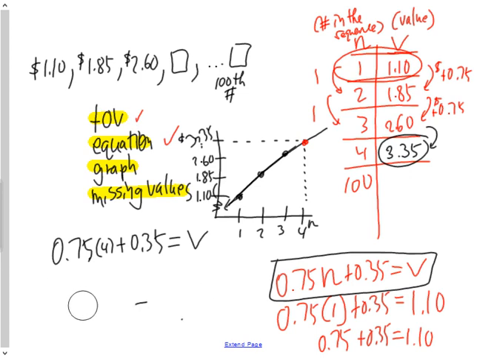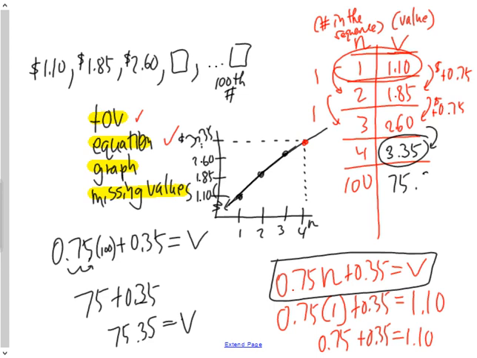And again, if I take that equation and erase the 4 this time, because it really asks for what is the 100th number in the sequence, then 0.75 times 100, well, when I multiply by 100 and move my decimal 2 places, is 75. Plus 0.35 would be 75.35 equals the value. So therefore, the 100th number in the sequence will be $75.35. So if I extended this pattern and wrote out all the first 100 numbers, I would get this number here as my 100th number in the pattern.